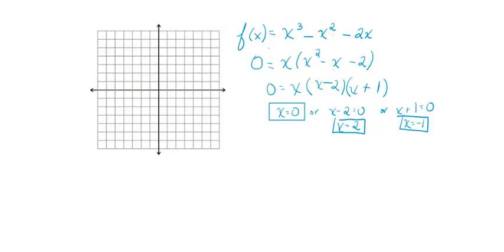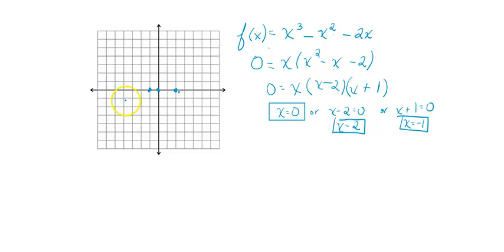So I can see that it's going to cross the x-axis at x equals negative 1 right here, at 0 right here, and at 2 right here. So now that I have my zeros, what is the rest of my graph going to do? Because this is a function and it's a polynomial function, it's going to be continuous. So what do I have to do?